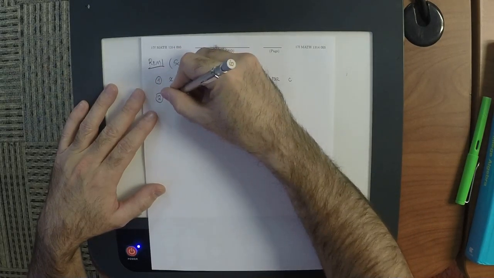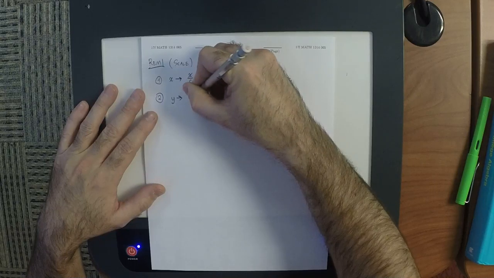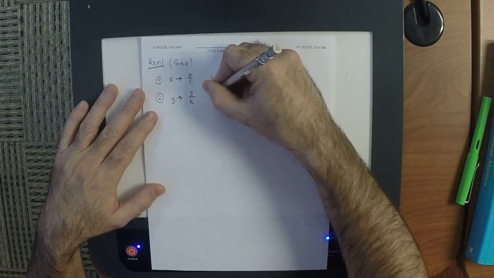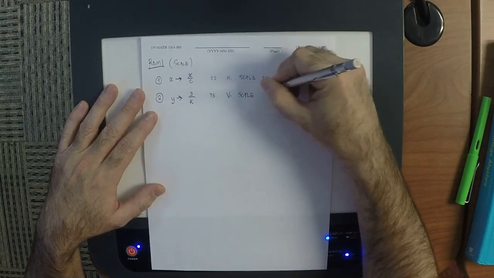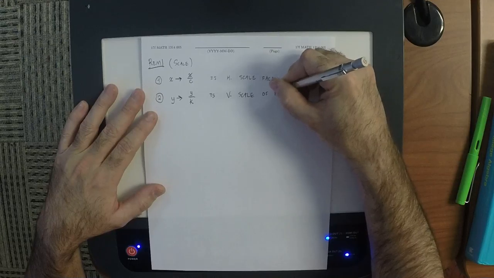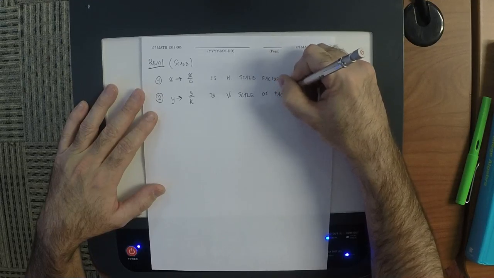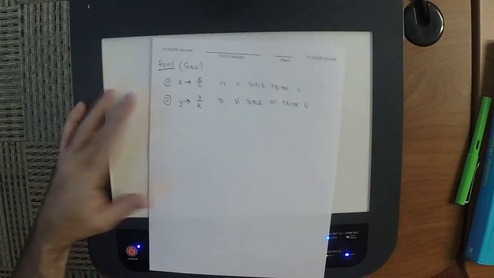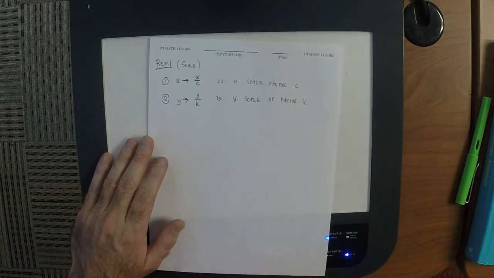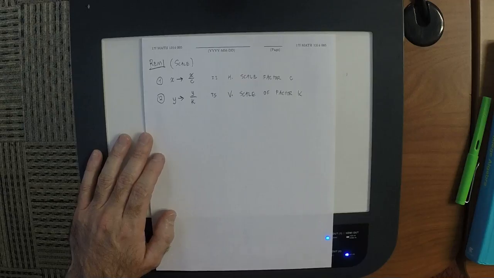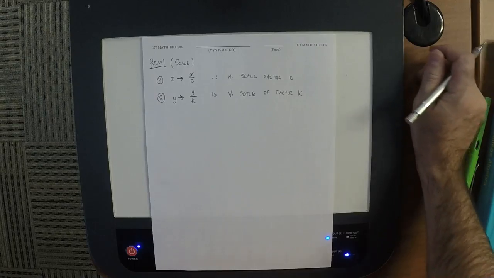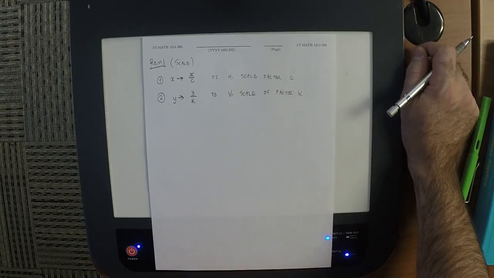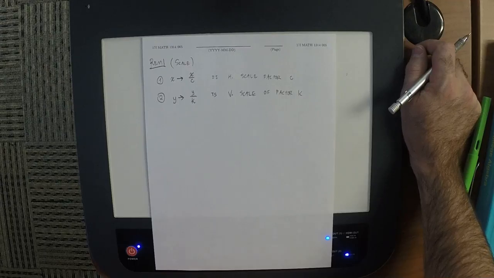And two, y becomes y over k is a vertical scale of factor k. So far, we've got four combinations. The transformation is either horizontal or vertical, and then it's going to be either a shift or a scale.